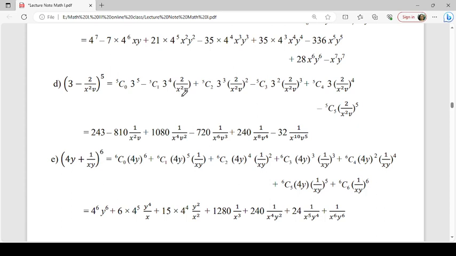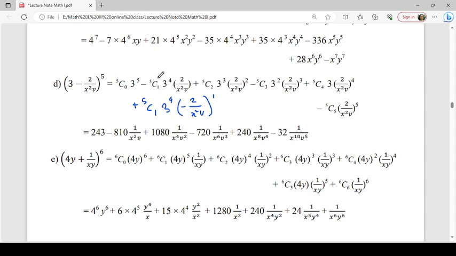So the second term is 5C1, then 3 to the power 5 minus 1 is 4, and this will be minus 2 by x square whole to the power 1. So this becomes, because the power is odd, minus.